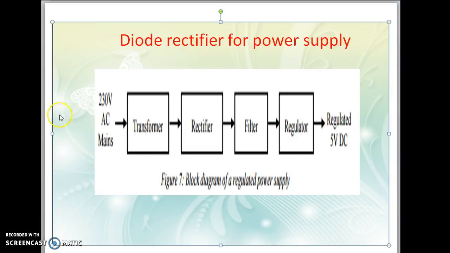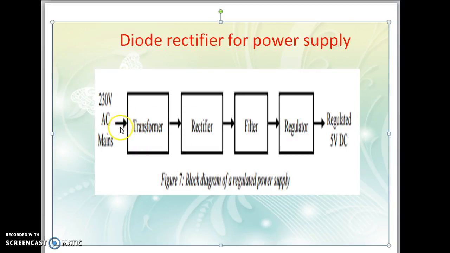This is the block diagram. Here we can see a number of blocks of a power supply. There are two types of power supply: SMPS, meaning switch mode power supply, and simple power supply. This is a circuit diagram of a simple power supply. We can see the number of blocks here. First one is a transformer, second one is a rectifier, third one is a filter, and fourth one is a regulator. We'll see the function of each block briefly.